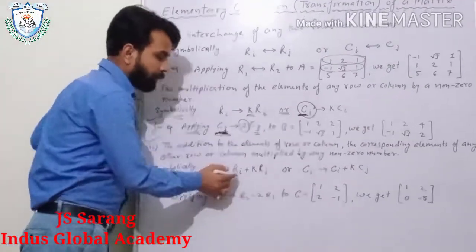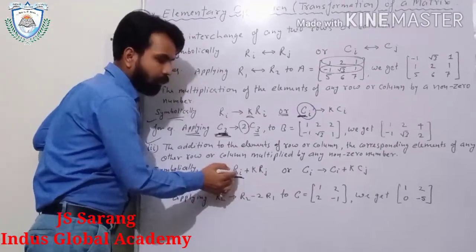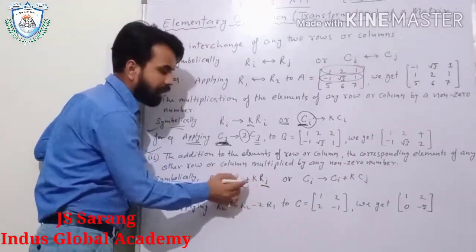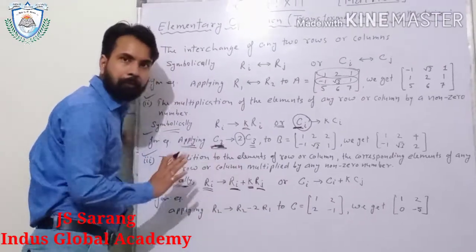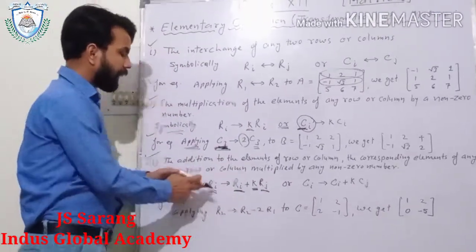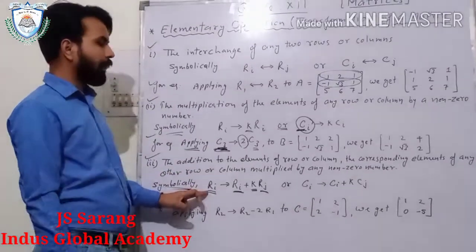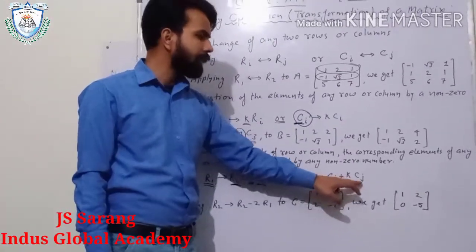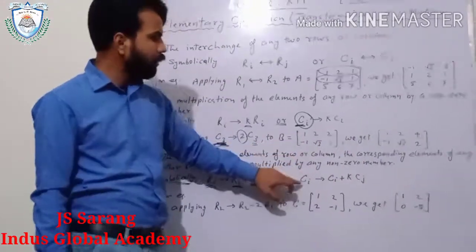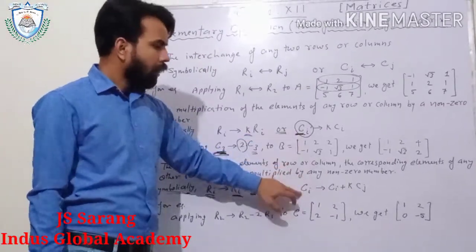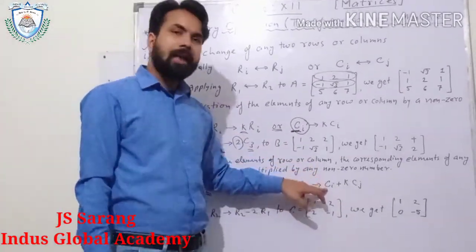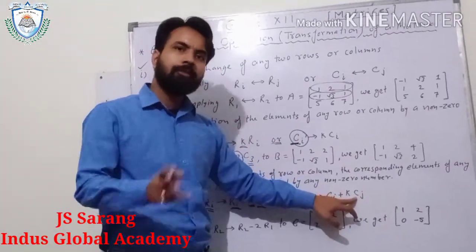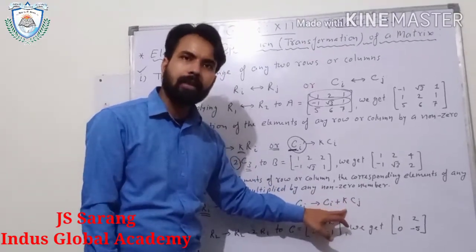What? Addition of all the elements of ith row and corresponding elements of jth row after multiplying by a non-zero number k. Got it? Similarly, we can apply the same operation in column. Ci tends to Ci plus kCj. It means we will apply the operation in ith column. What is the operation? We will add all the elements of ith column to the corresponding elements of jth column after multiplication by a non-zero number, that is k.